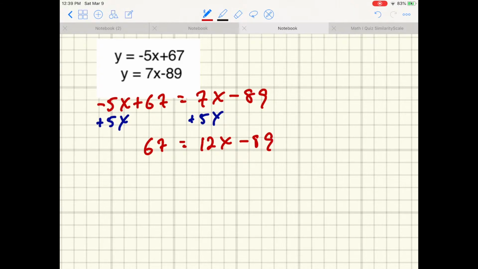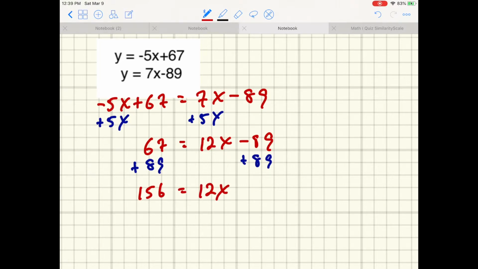I want to get rid of that negative 89, so my 12x's will be alone. And do the opposite of minusing 89. I'm going to add 89, adding 89 to both sides. 60 plus 80 is 140, and 7 plus 9 is 16, and 140 plus 16 is 156. 156 is equal to 12x.